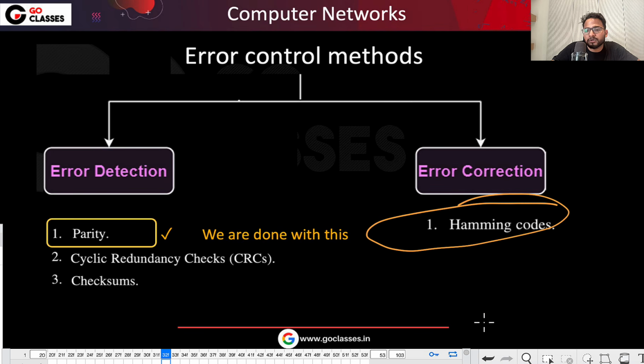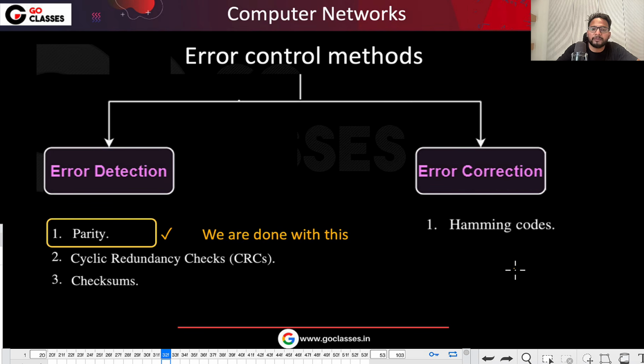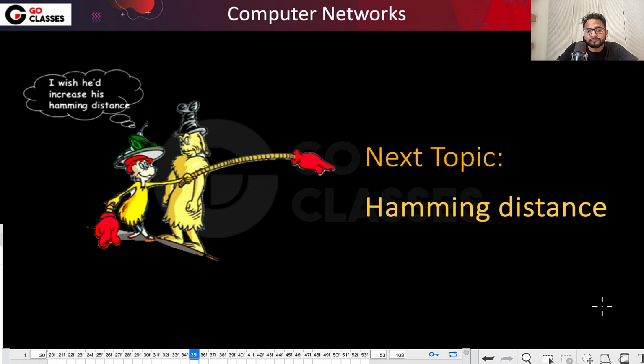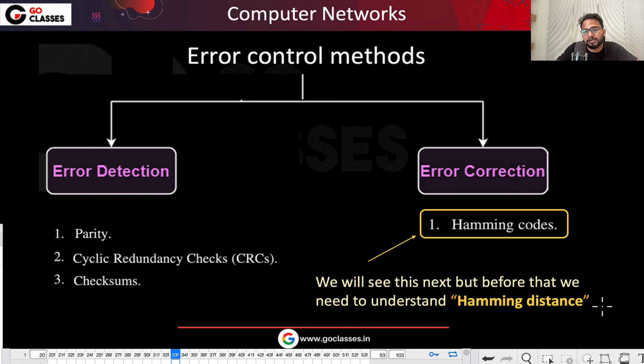As I told you, we are going in sequence. So let's see the Hamming codes. Now we will see the Hamming codes and then Hamming distance and all. So let's see what is Hamming distance. By the way, this method will not only be able to detect, this method will even be able to correct. This is interesting.